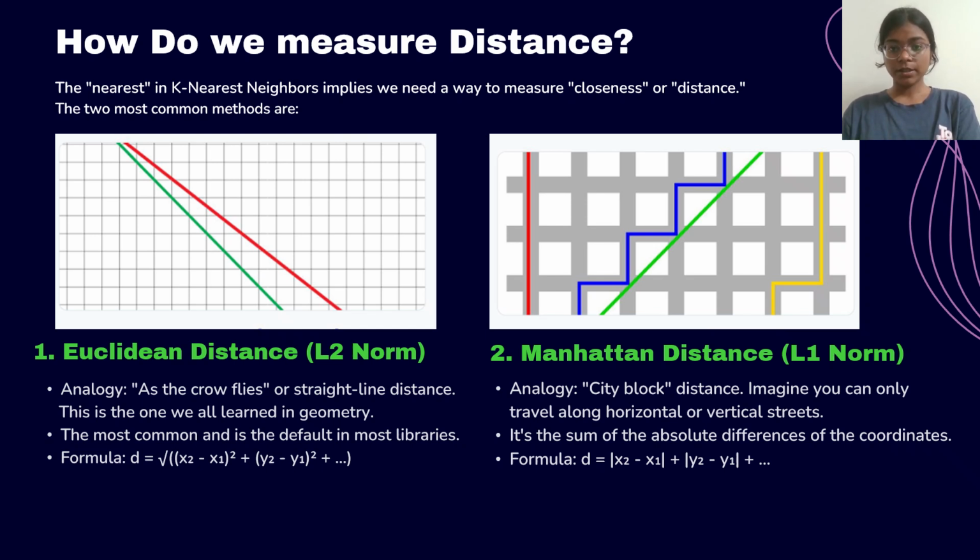Another popular method is Manhattan distance, or L1 norm. This is also called city block distance. Imagine you are in a city grid where you can only travel along horizontal or vertical streets. You can't cut diagonally. It's simply the sum of the absolute differences of the coordinates.